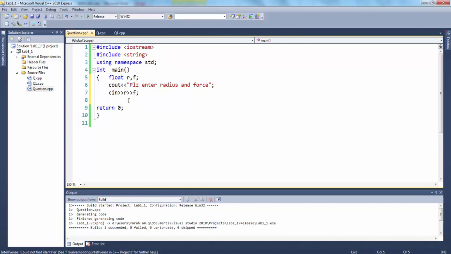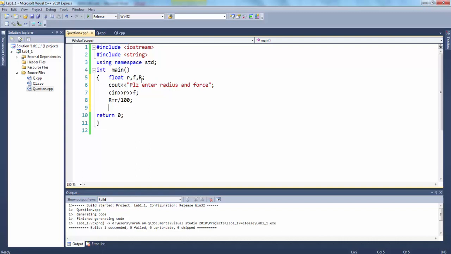After I entered them, now it's time to convert the radius into meter. For that you have two ways. You can use the same variable and update it by just writing R equals R over 100. Or you can have another variable and write the new variable equal to R over 100. Whatever you do, you are then going to use the variable that contains the value of the converted radius in meter.